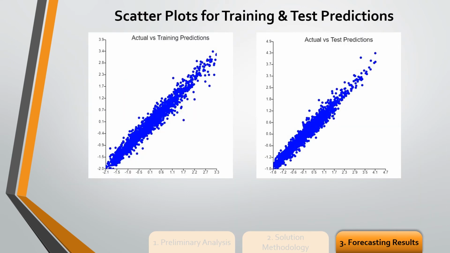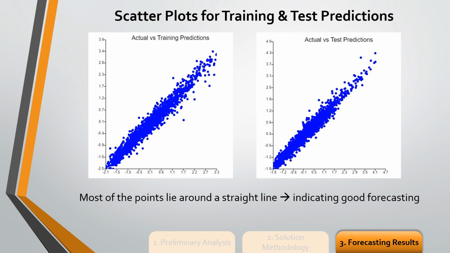This is the scatter plots for training and test predictions. For a perfect prediction, the scatter plot is quite a straight line intersecting the origin. As we can see, most of the points produced by our forecasting board lie around a straight line, which indicates a good forecasting.